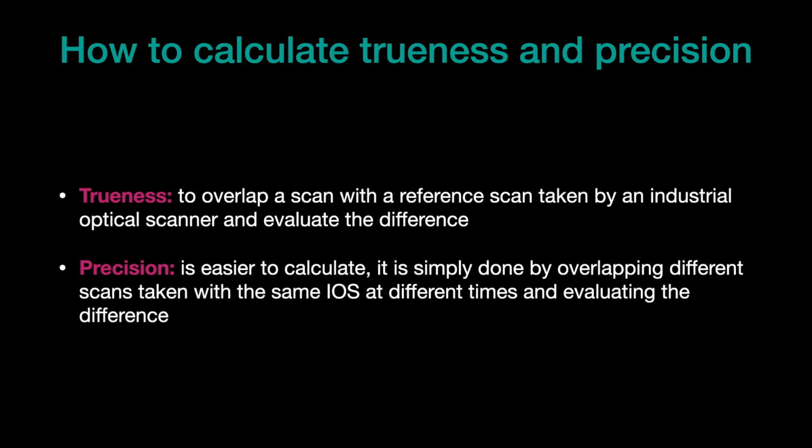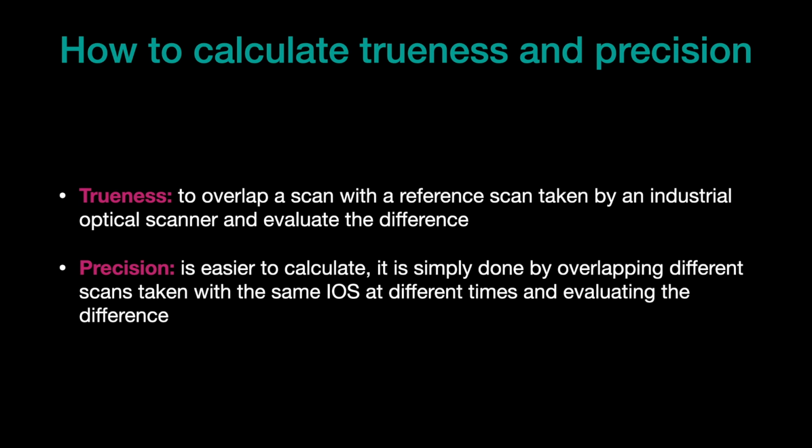Now, how to calculate trueness and precision. This is important to know for research purposes or when you're reading articles on the accuracy of fit or the accuracy of scanners, as you will read these terms a lot. To measure trueness, we overlap a scan with a reference scan. Imagine you want to evaluate a specific brand of scanner. You would get a reference scan using an industrial optical scanner, which we know is accurate, and then we use the intraoral scanner, superimpose both, and evaluate the difference. This is to calculate trueness.